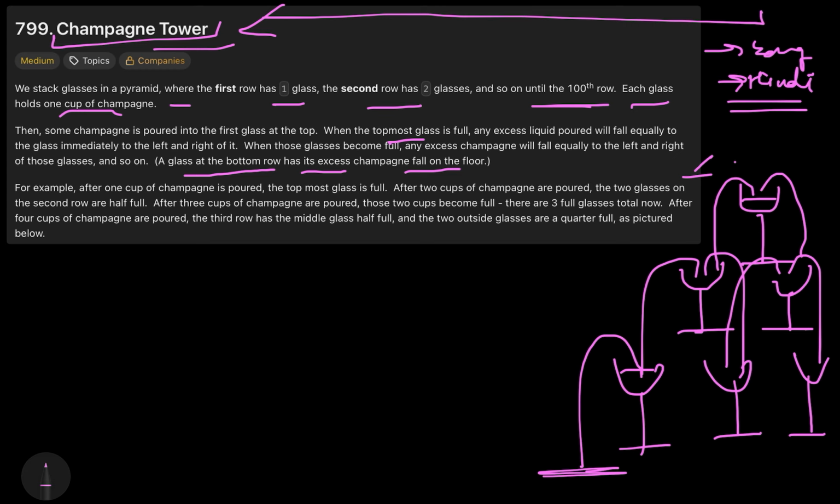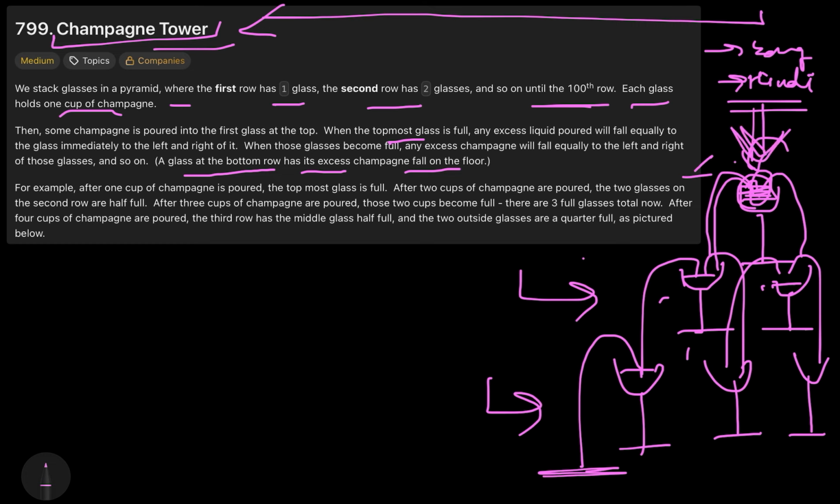So for example, after one cup of champagne is poured, the topmost glass is full. After two cups of champagne are poured, the two glasses on the second row are half full. Because one cup fills this glass, and the other cup is split, half here and half here. It's not that we first pour one glass here, then here, then here. We'll not go sequentially.